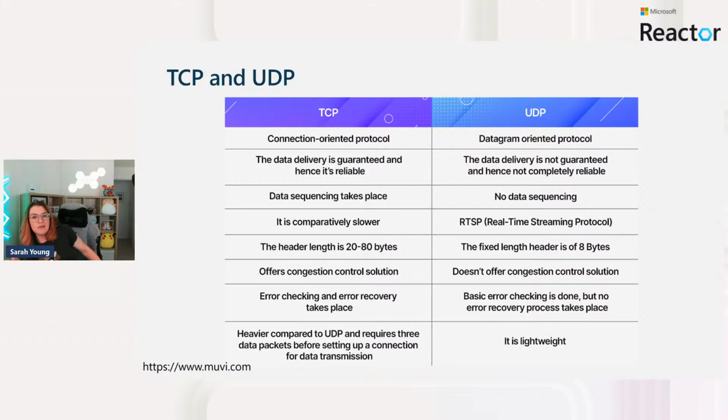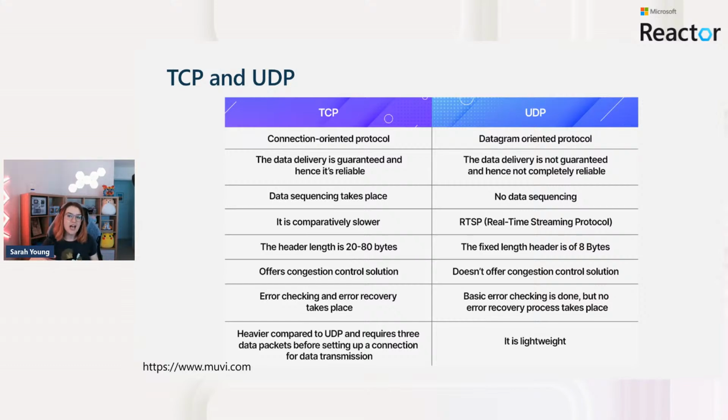Whereas UDP, which is user datagram protocol, basically gets the far end, the IP address, and it just sends it. So it's not checking whether the other end is receiving it. It's not doing sequencing. It does super basic error checking, but it's very lightweight.